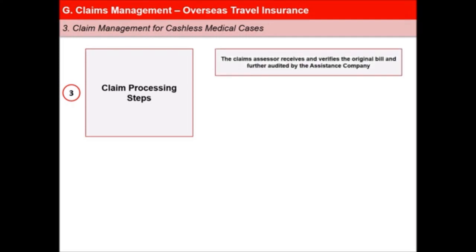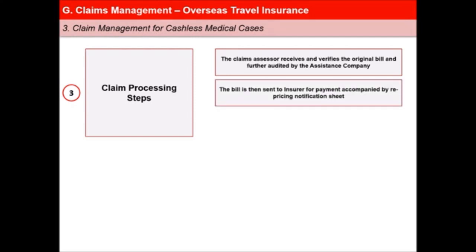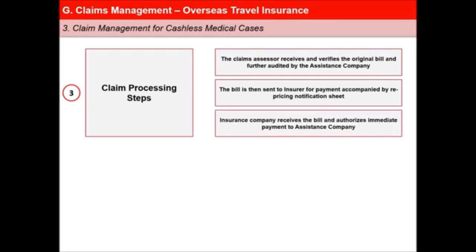Claim processing steps. The claims assessor receives and verifies the original bill and further audited by the assistance company. The discount is reconfirmed and the bill is processed. The bill is then sent to insurer for payment, accompanied by repricing notification sheet and explanation of benefits, EOB. Insurance company receives the bill and authorizes immediate payment to assistance company.